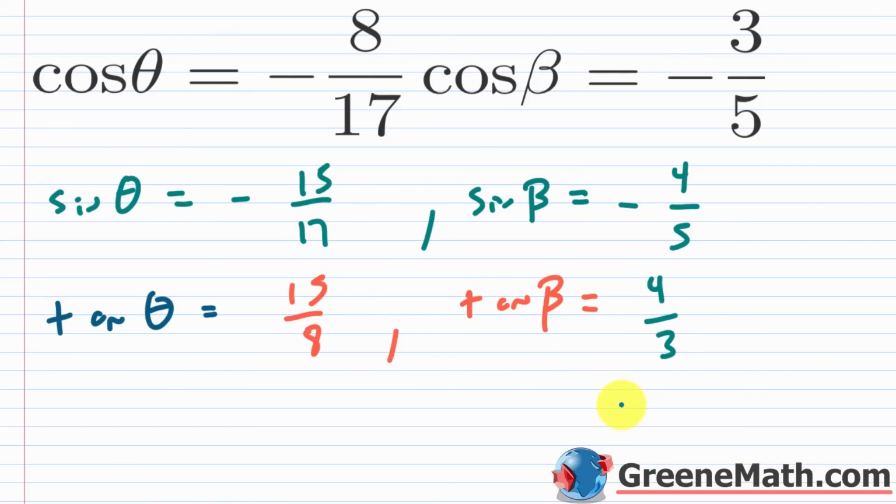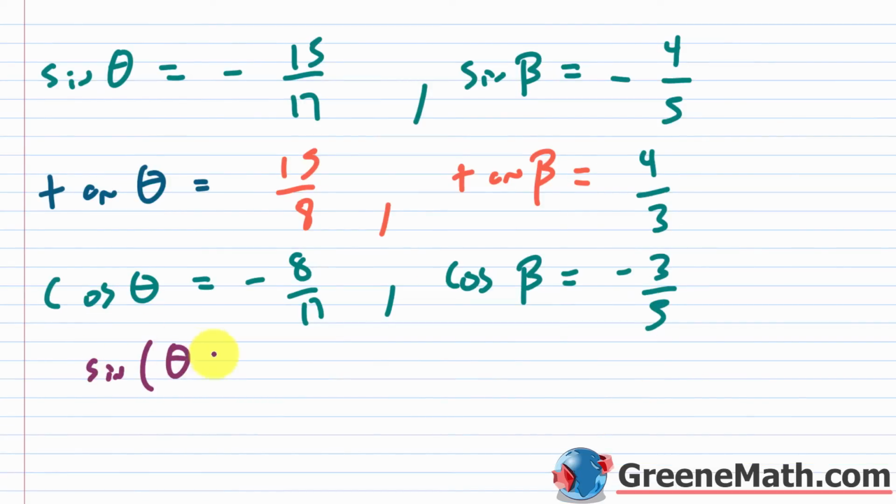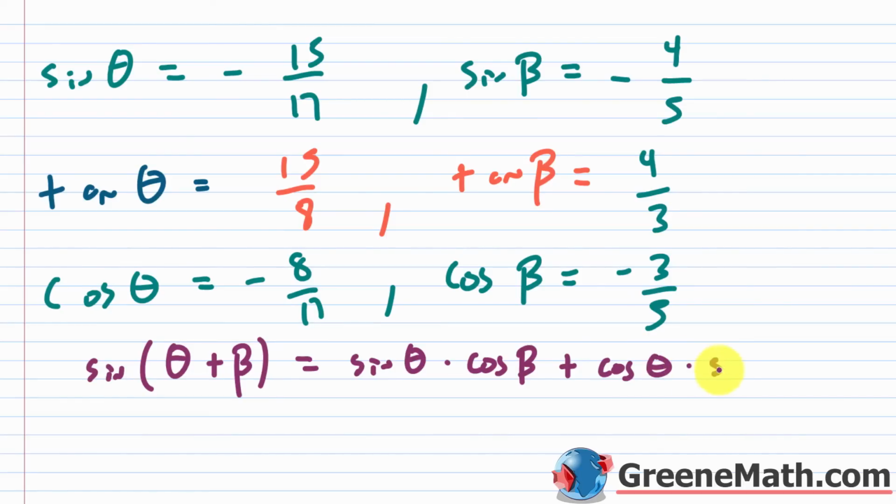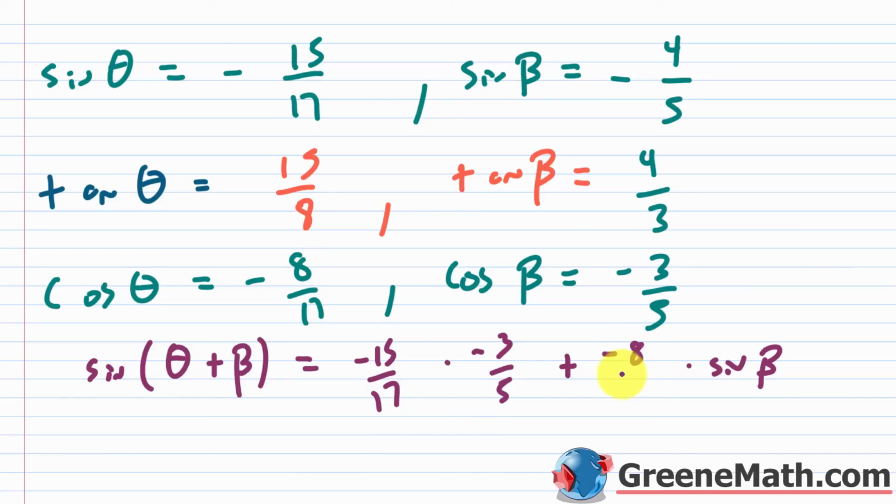Okay, so we have everything. So let's start out with the sine of theta plus beta. So again, it's the sine of theta times the cosine of beta, then plus your cosine of theta times your sine of beta. So the sine of theta is negative 15 over 17. The cosine of beta is negative 3/5. The cosine of theta is negative 8 over 17. And the sine of beta is going to be negative 4/5.